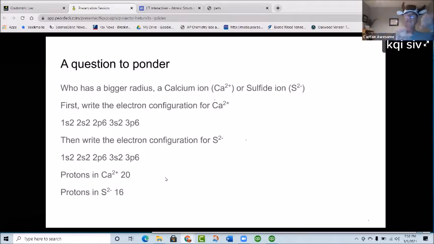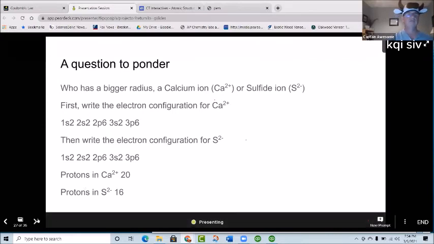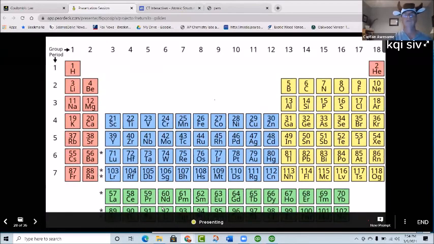That's why, when we looked at the slide of radius and it got smaller as you went from left to right, the reason it got smaller is that as you go from left to right, you're getting more and more protons, which pulls on that cloud of electrons just a little bit tighter. So you only worry about protons when you have the same number of occupied energy levels. If it had been calcium ion and something else with more layers of electrons, I wouldn't worry about protons at all. I would only worry about the number of layers of electrons. So I could have done calcium and strontium. Strontium would have been bigger because strontium has more layers of electrons.